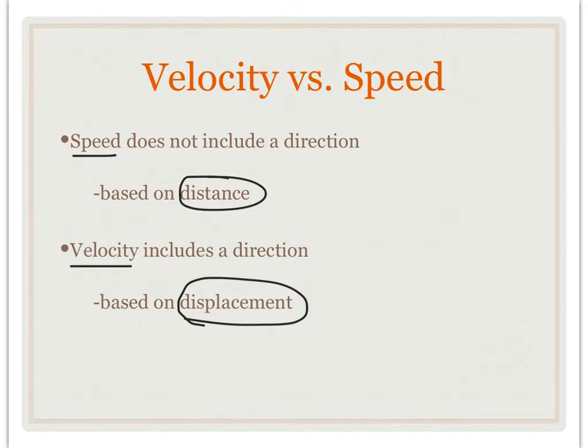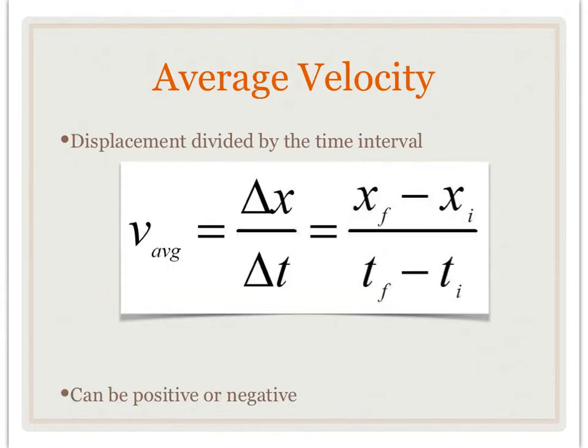If I say that I'm traveling 35 miles per hour, but I don't tell you which direction that is or whether it's a positive or negative velocity, then I'm specifically talking about speed and not velocity. If I say I'm going 35 miles per hour west, then that would be a velocity because I have now included a direction. Okay, you need to write down this equation for average velocity.